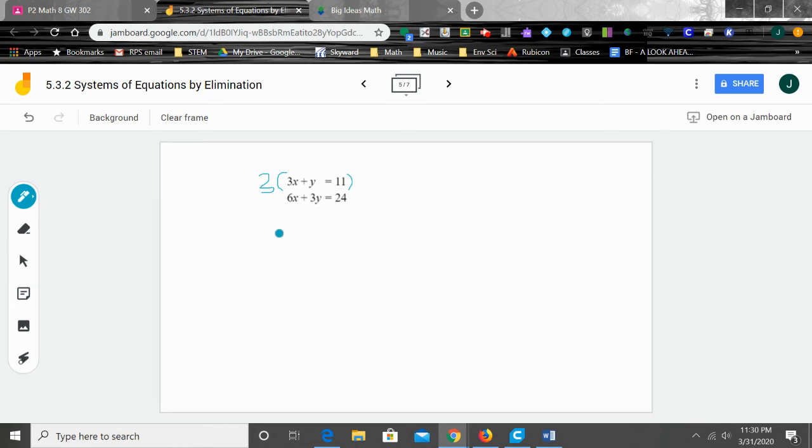So 3 times 3x is going to give me 9x. 3 times y is going to give me 3y. And that equals 3 times 11, which is 33. Okay, let me just write the other one underneath it, so that way we can see what we have to do. That equals 24. Okay. So now I have a 3y plus a 3y. So the only way for me to eliminate these is to subtract the two of them. So now I'm going to subtract this bottom equation from the top one.